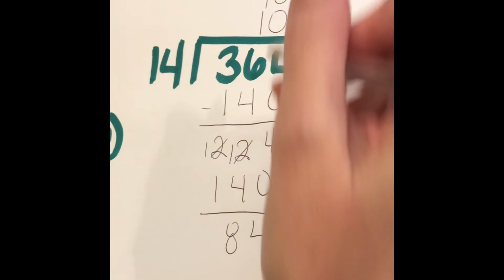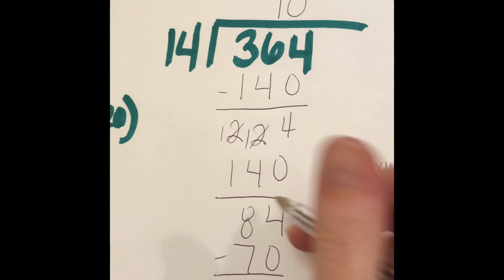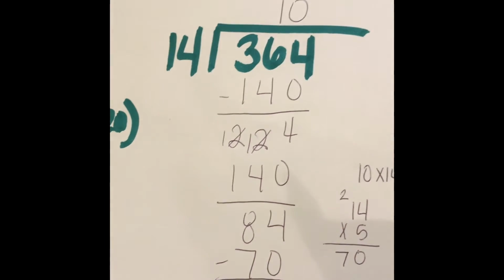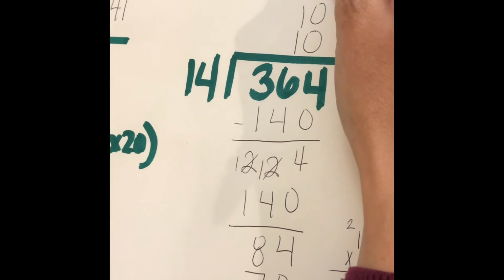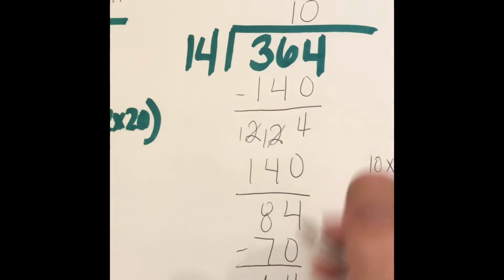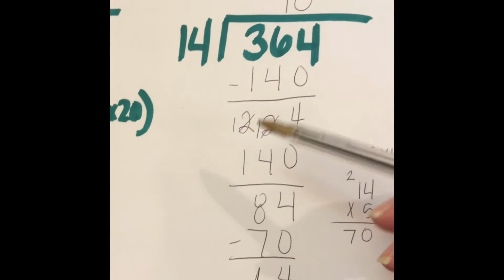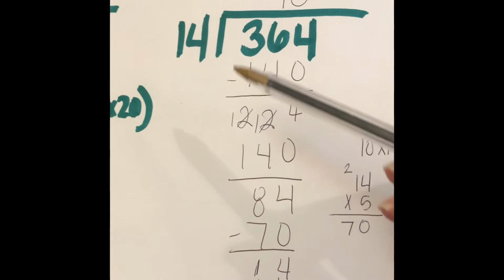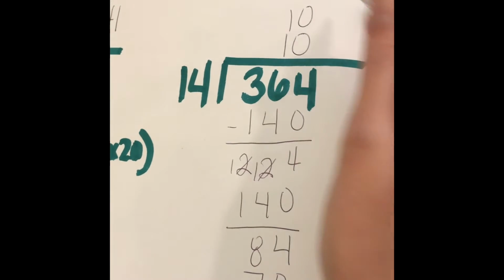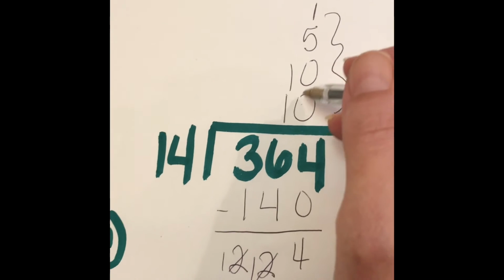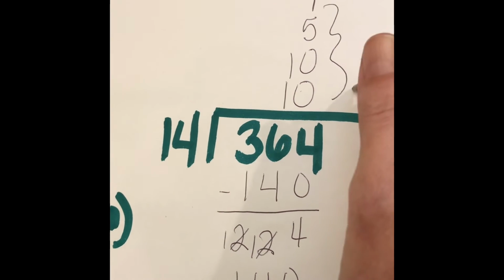So I'll put my 5 here. I get 70. Then I subtract. And I have 14 left over. So again, with this one, I can make one more group of 14. So I'm going to put a 1 here. 1 times 14 is 14. So we want to get as close as we can without going over. And in all of these examples today, we ended up with no remainder. So our final step is to add these together. So 10, 20, 25, 26. So our answer is 26.